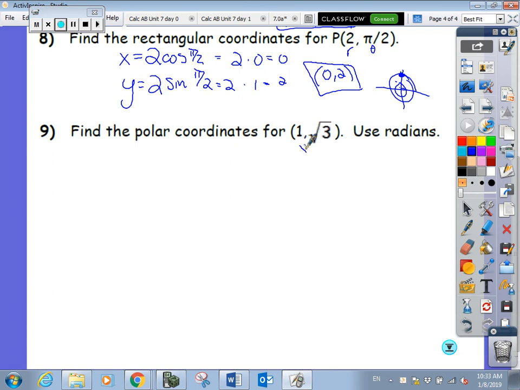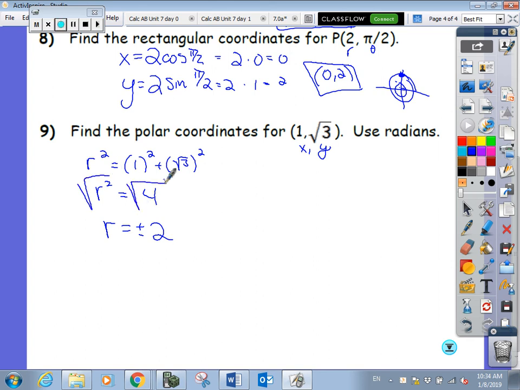All right, and the last one, it gave us x, y. We need to find r and theta. So r squared equals 1 squared plus root 3 squared. 1 plus 3 is 4. So r equals plus or minus 2. Anytime you take the square root, it's plus or minus. If the square root's already there, it's not plus or minus. If I just said, what is the square root of 4, that's just 2. But this isn't asking what the square root of 4 is. This is asking solve for r squared. So we put the square root in the problem. That's when it creates the plus or minus.